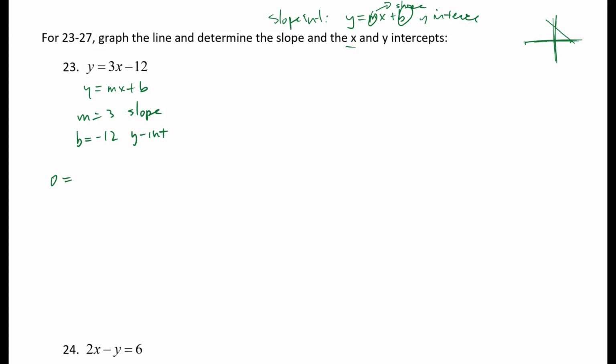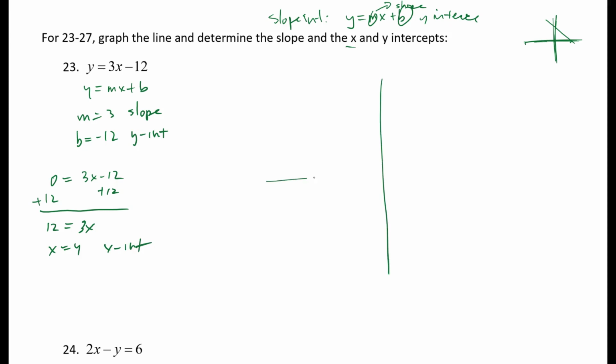So we'll put 0 in for y, 3x minus 12. Solve that by adding 12 to both sides, and we get 3x equals 12, x equals 4. So that will be the x-intercept. And then to graph this line, there are a couple ways we can do it. Since we have the x and y-intercept, we can just pop those on there. The x-intercept is 4. The y-intercept is down here at negative 12. That would give us 2 points.